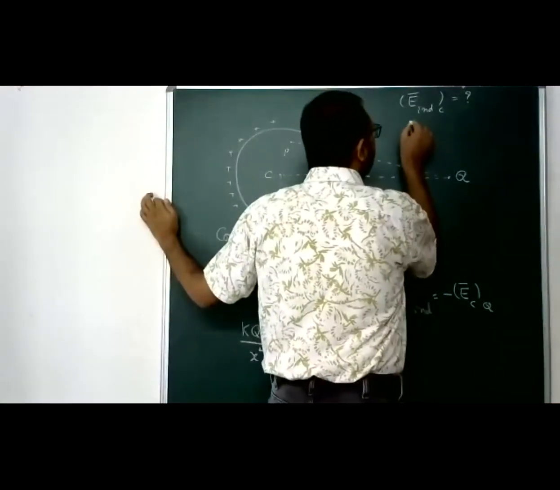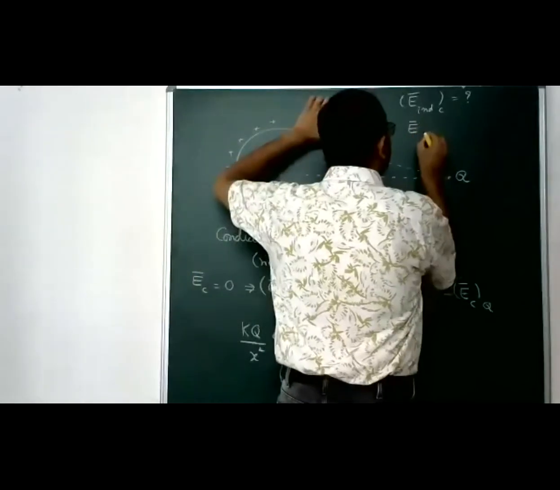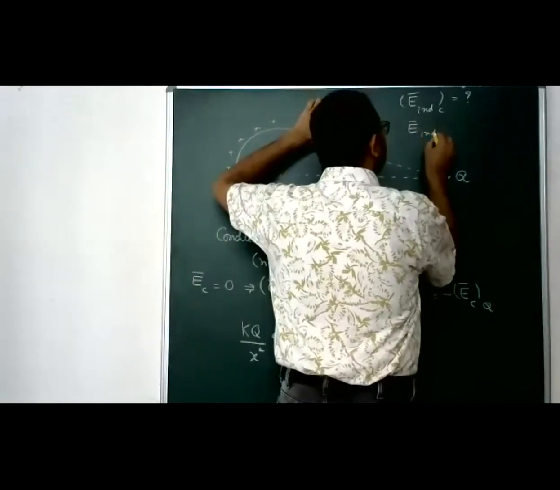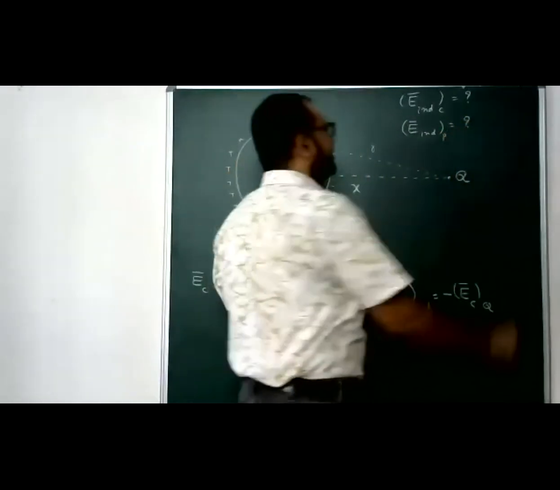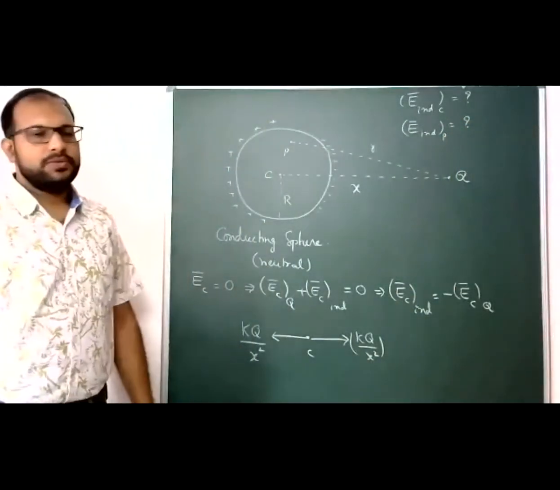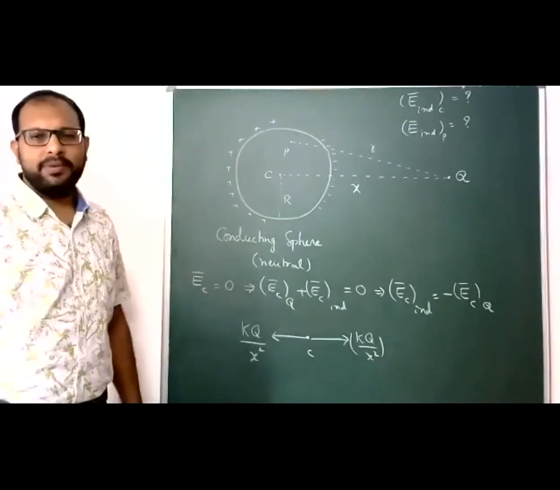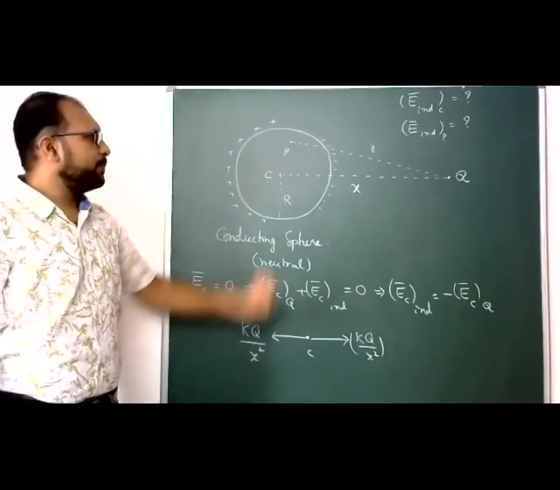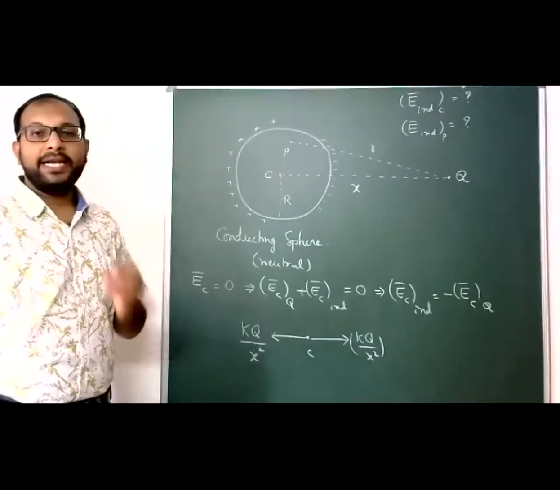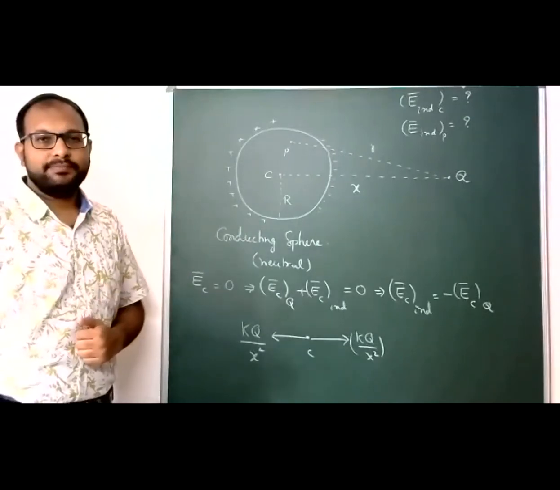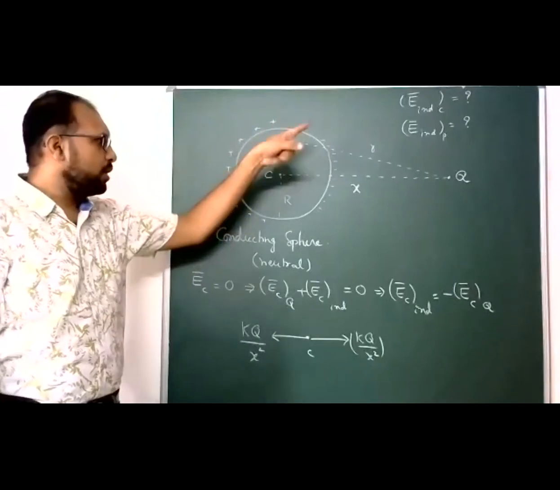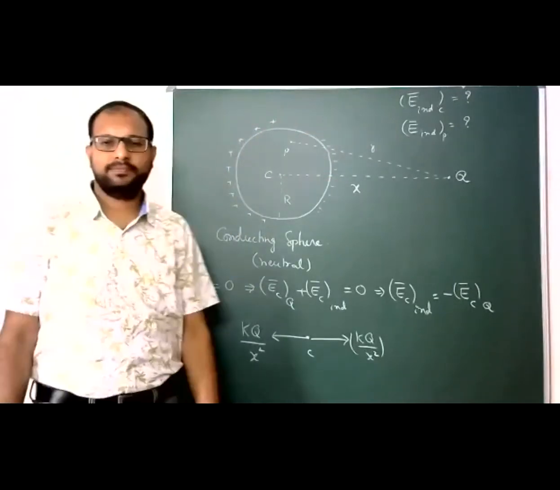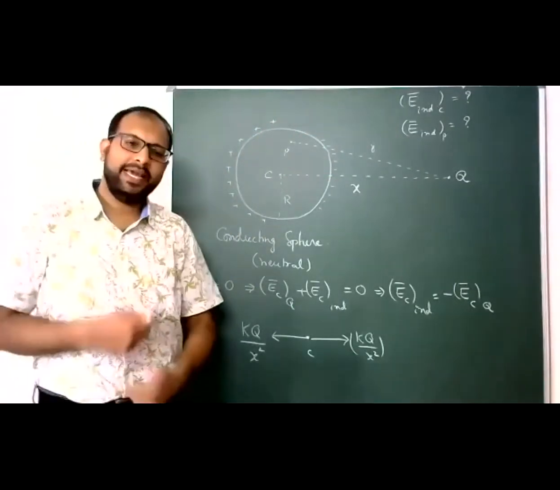Due to induced charges at point P, what is the electric field? Students, now here the second problem is: at point P, find the electric field due to only induced charges. Only induced charges. This is the second one. Again, same concept.